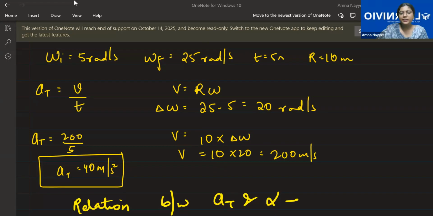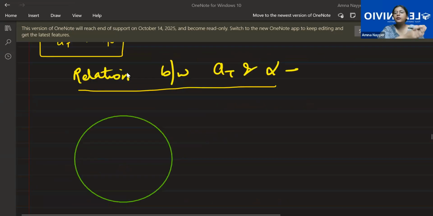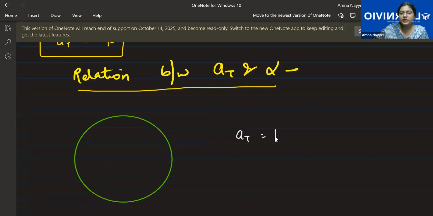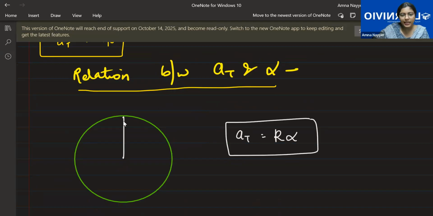Okay. See, the way we had a relationship between the linear velocity and the angular velocity, similarly, there's a relationship between the tangential acceleration and angular acceleration. It's very simple and easy. Look, the formula will be: the tangential acceleration is, it was r omega, this is r into alpha. That's it. The direction of the tangential acceleration will be tangent to the circular track.